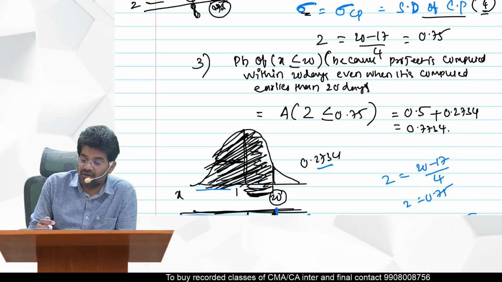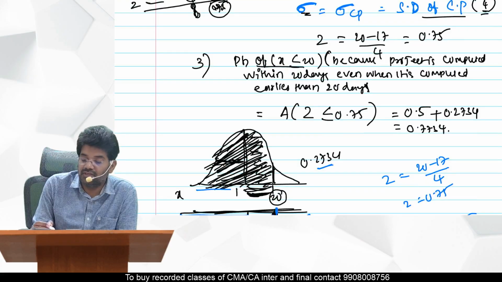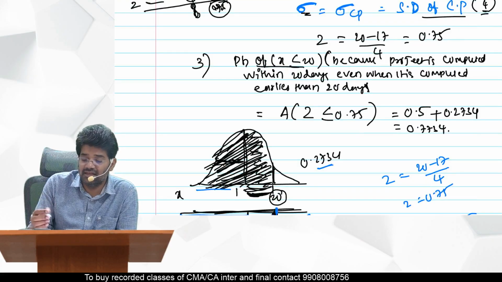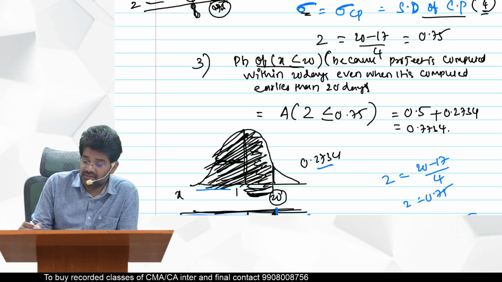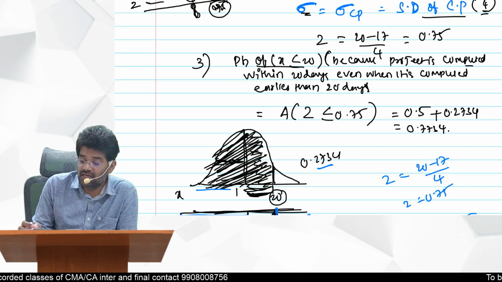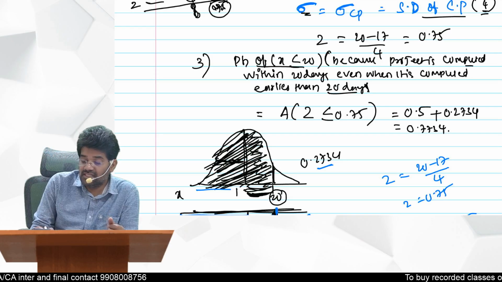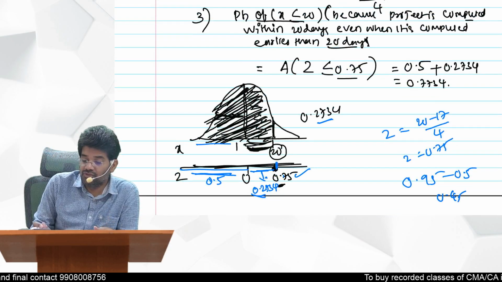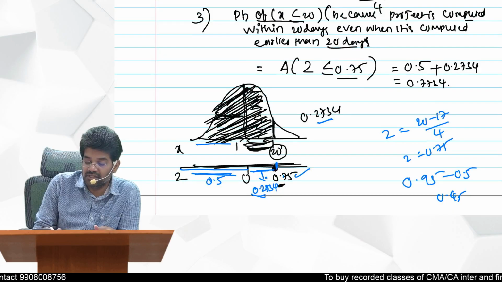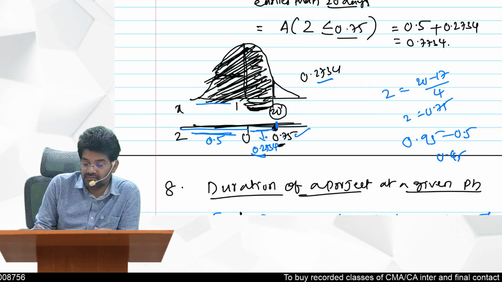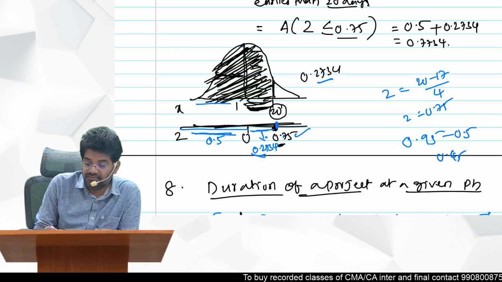So here we have to find out what is the probability of your project completing less than or equal to 20 days. Because the project is completed within 20 days even when it is completed earlier than 20 days. So Z less than or equal to 0.75. This is how you should represent this one. This is the X value, this is the Z value.